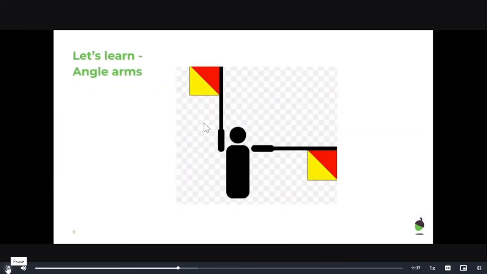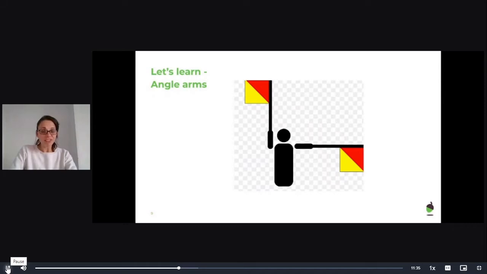Right angle arms then. You might have done this before. Here's a picture of a person doing angle arms and showing a right angle. So you can have a go at this at home. All you need to do is choose one arm, which goes straight up, and the other arm goes straight out. You've made a right angle. This is a right angle. You can do it the other way around. One arm that goes straight up and one arm that goes straight out, and you have got a right angle.